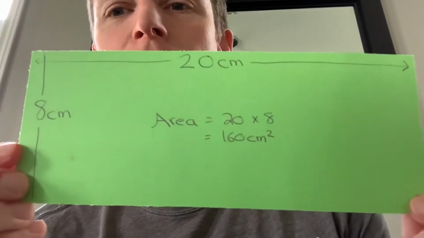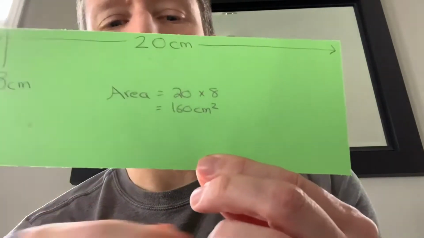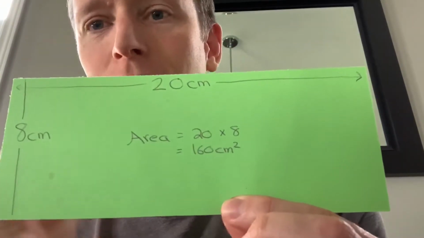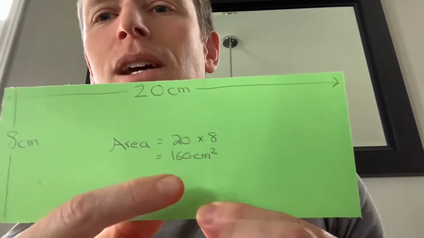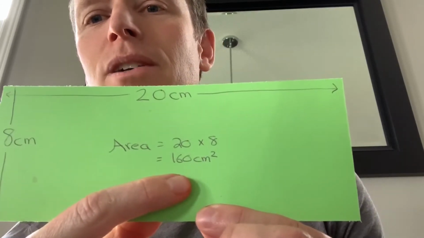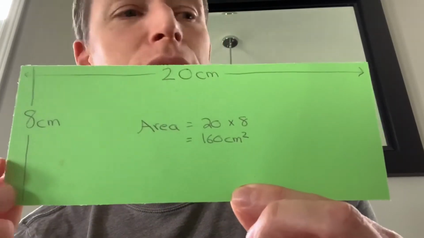To calculate the area, we simply do our base times our height. In this example, we have 20 centimeters times 8. 20 times 8 is 160 centimeters squared. So that's the area of a rectangle.